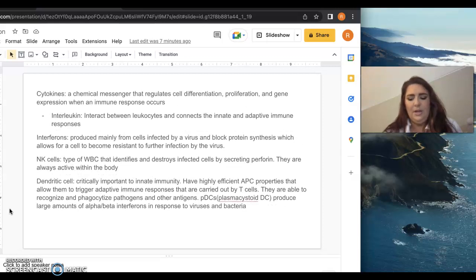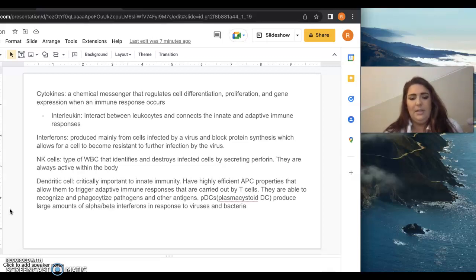The parts that are shared within the two immunities are cytokines. This is a chemical messenger that regulates cell differentiation, proliferation, and gene expression when an immune response occurs within the body. And these are composed of interleukins, which interact between leukocytes and connect the responses between the innate and adaptive immunity responses.